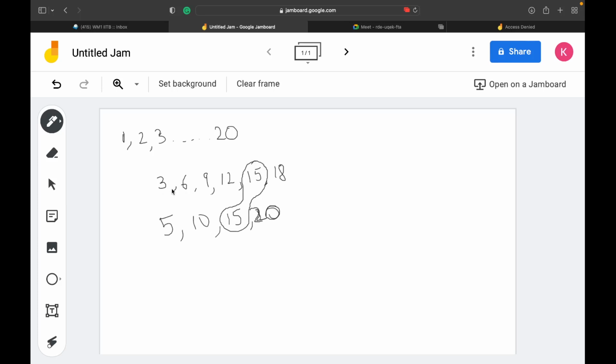So the total preferable outcomes are 1, 2, 3, 4, 5, 6, 7, 8 and 9. So the total preferred outcomes for our event will be 9, and the total number of tickets is 20. So this will be 9 by 20, which is 0.45.